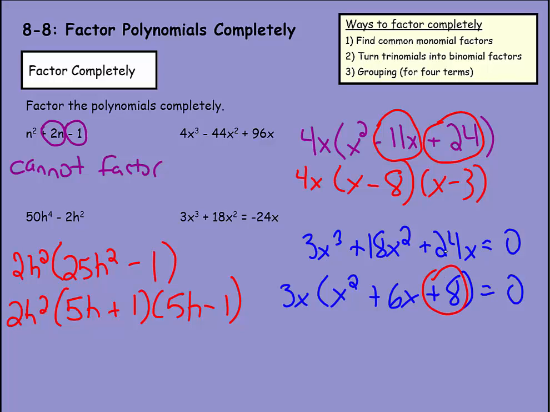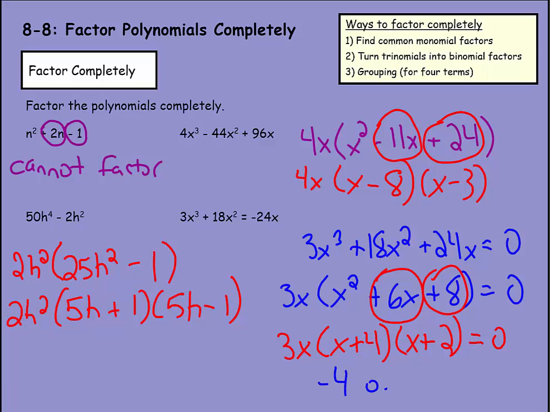I need two numbers with a product of 8 that have a sum of +6. 4 and 2 come to mind there. They would both be positive because they have a positive product and positive sum. So that leaves me with 3x, then x plus 4, and then x plus 2, and that needs to equal 0. Remember, if either of these parentheses is 0, that's going to give me an answer of 0. So x then could be -4 to make this 0, or it could be -2 to make this 0. And these would be my two answers for this equation.